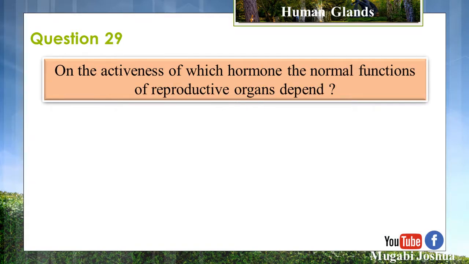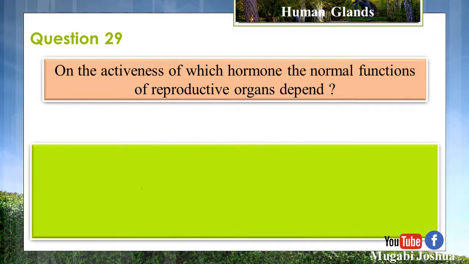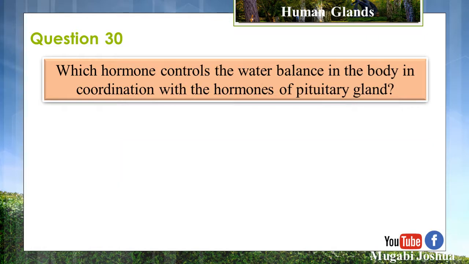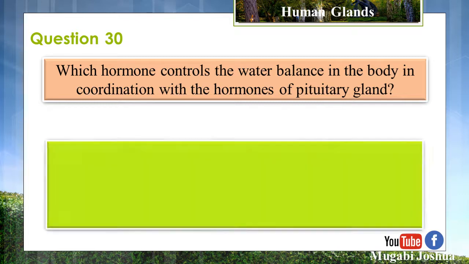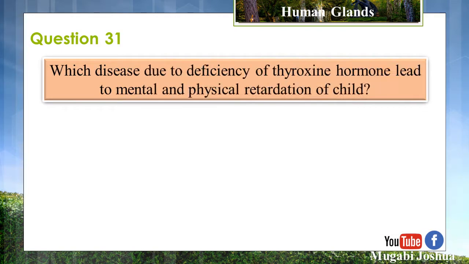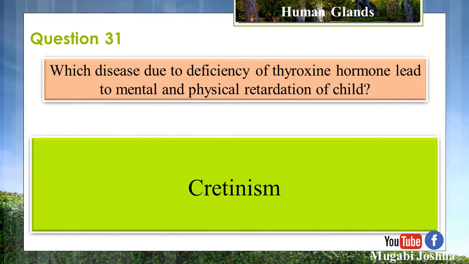Question 29. On the activeness of which hormone the normal functions of reproductive organs depend? Thyroxine hormone. Question 30. Which hormone controls the water balance in the body in coordination with the hormones of pituitary gland? Thyroxine hormone. Question 31. Which disease due to deficiency of thyroxine hormone leads to mental and physical retardation of children? Cretinism.